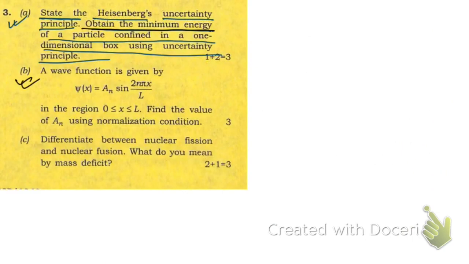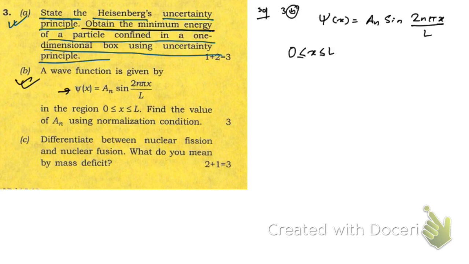Now let's solve this 3b. Okay, here the wave function is given. This is the wave function. The 3b answer: the given wave function is phi of x equal to A_n sine of 2n pi x by L. So here the given region is x less than or equal to L and greater than or equal to 0, in the region.